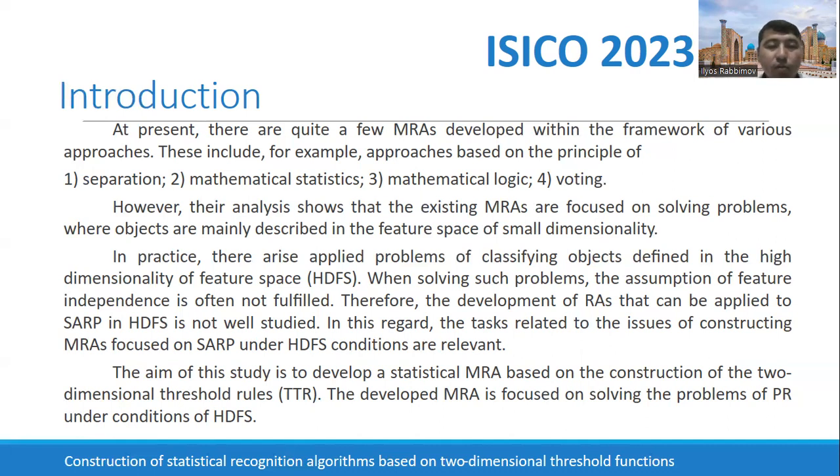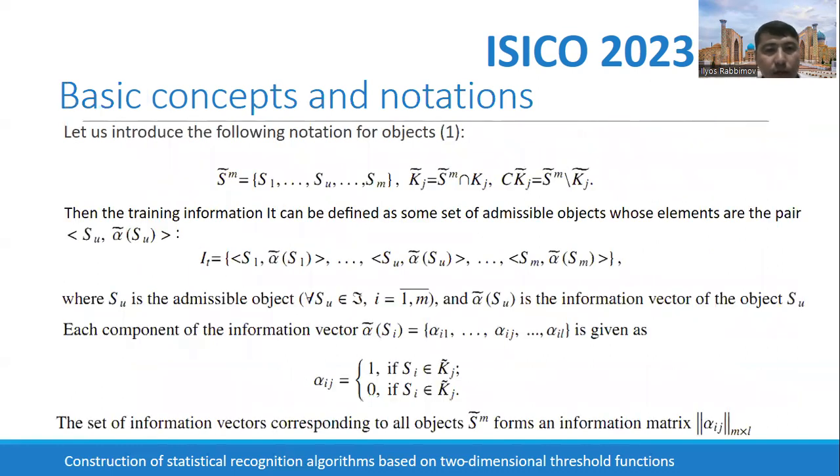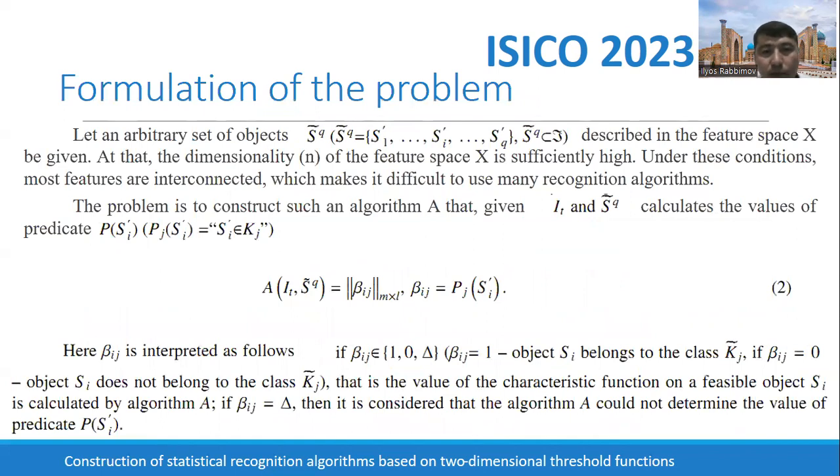the two-dimensional threshold rules. Consider a set of admissible objects T, which consists of disjoint subsets. To clarify the concept of training information, we select M objects from the set of admissible objects T. Let us introduce the following notation for objects. Then the training information can be defined as some set of admissible objects whose elements are pairs, where S_u is the admissible object and alpha dash is the information vector of object S_u. Let an arbitrary set of objects S_q described in the feature space X be given. The problem is to construct such an algorithm A, which, given the training information and S_q, calculates the values of predicates P.